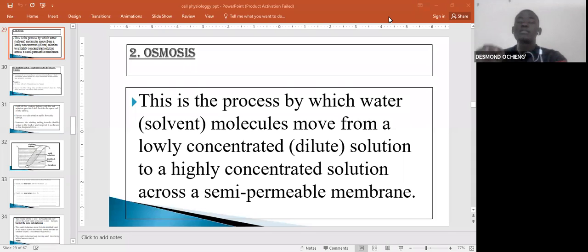So it is right for us to say that this is a process by which water or solvent molecules move from a lowly concentrated solution to a highly concentrated solution across a semi-permeable membrane. It is the same as saying the process by which solvent or water molecules move from a region where they're highly concentrated to a region where they're lowly concentrated across or through a semi-permeable membrane. Are we together? I hope we are.